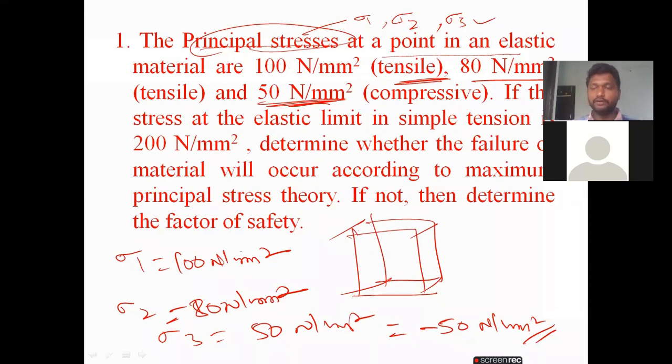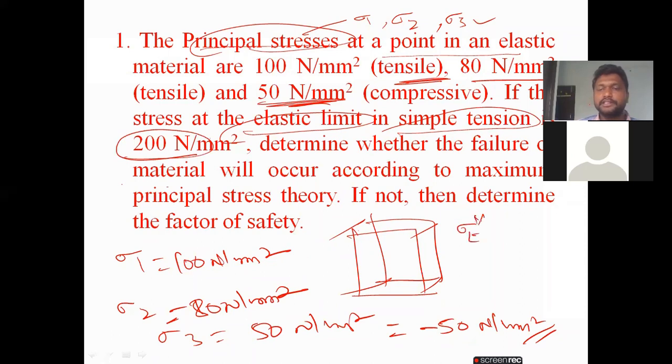That means we will take a negative sign. Okay. Now, what they are saying: if you consider the elastic limit in a simple tension, my dear students, in yesterday's class also some people asked me what is sigma T star. That's why, in the elastic limit, even if you consider simple tension only, we will take that. So they say the stress at the elastic limit is 200 Newton per mm square, that is, sigma T star equals 200 Newton per mm square. They ask: determine whether the failure of the material will occur according to the maximum principal stress theory. If not, then determine the factor of safety.